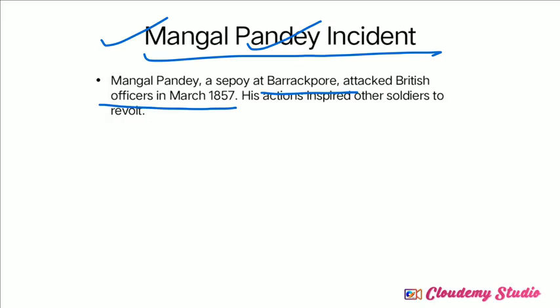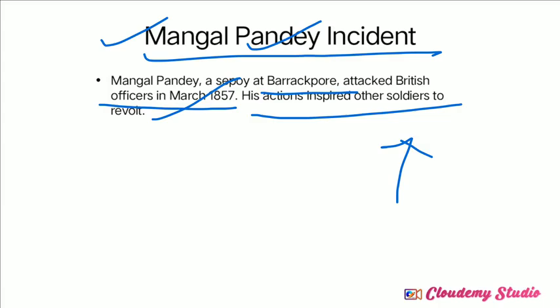So what was the intention of this? Opposing the usage of the greased cartridges, greased with the fat of cow and pig, and also the dominating policies of the British. So he suddenly attacked the British officers. His action inspired other soldiers to start the revolt. Till here they were opposing but not strongly. They decided to rise in revolt against the Britishers, but had not started it actually.